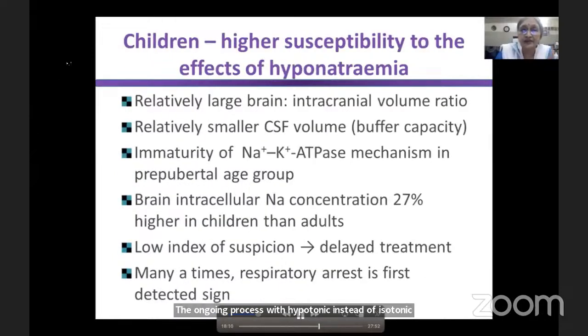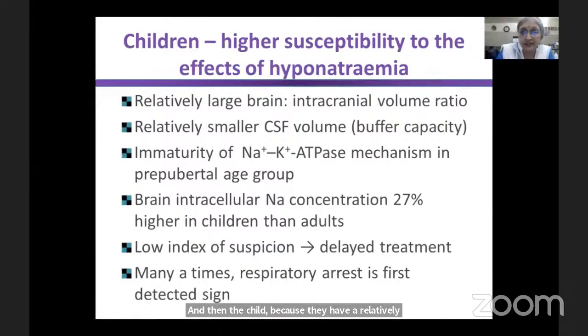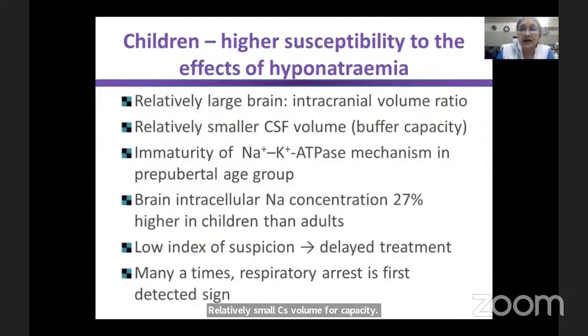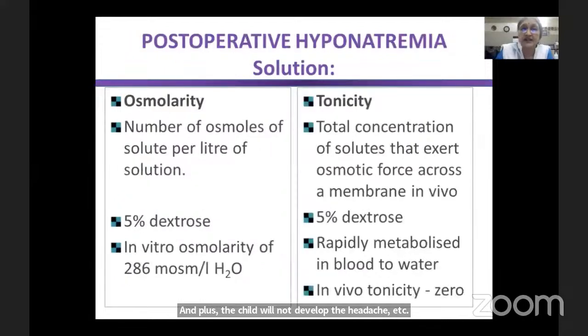And in the child, because they have a relatively large brain to intracranial volume ratio, relatively small CSF volume and hence buffer capacity, immaturity of sodium potassium ATPase pump, high amount of brain intracellular sodium concentration, and plus the child will not develop the headache, nausea, etc. And so it will not get recognized, and it will get recognized directly as a respiratory arrest. The hyponatremia is very common.